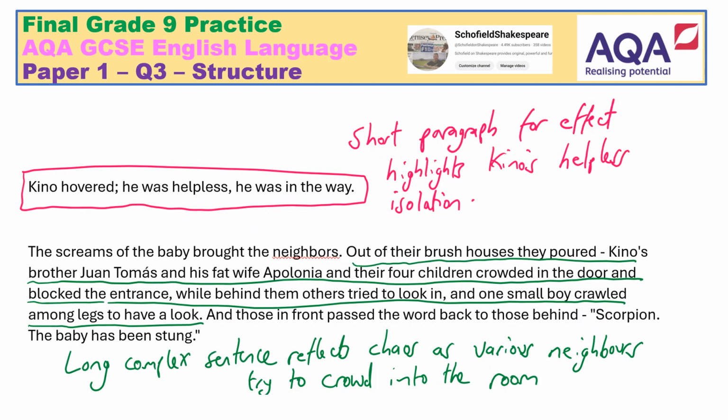Note the short paragraph for effect at the top of the screen. This shows how Kino has become separate from the crucial action. Whilst the mother attempts to look after their baby and save its life, he is apart. Meanwhile, note the second sentence of the subsequent paragraph, which has a whopping 48 words. This complex sentence reflects the commotion as neighbours and other family members rush to find out what has happened.